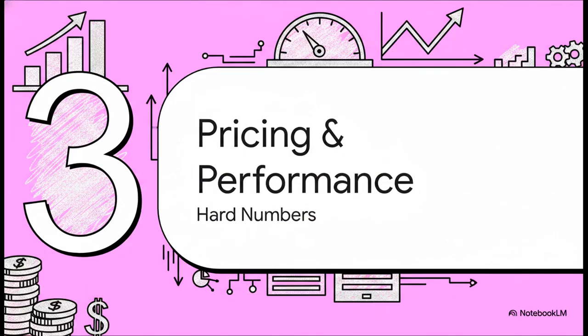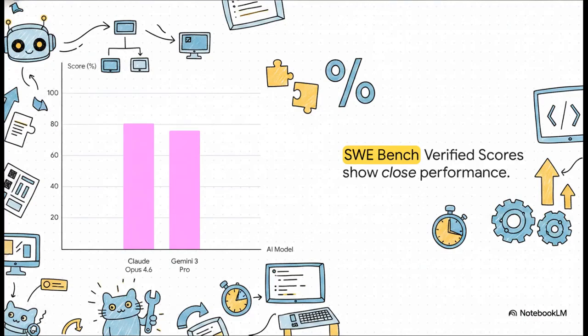Right, Section 3, Pricing and Performance. Let's talk numbers. This is the industry standard SWE-Bench Verified test. Basically, it measures how many real open-source GitHub issues the AI can fully resolve on its own. Claude Opus, running inside Claude Code, scored an incredibly impressive 80.9%. Gemini 3 Pro inside Antigravity came in pretty close behind at 76.2%.